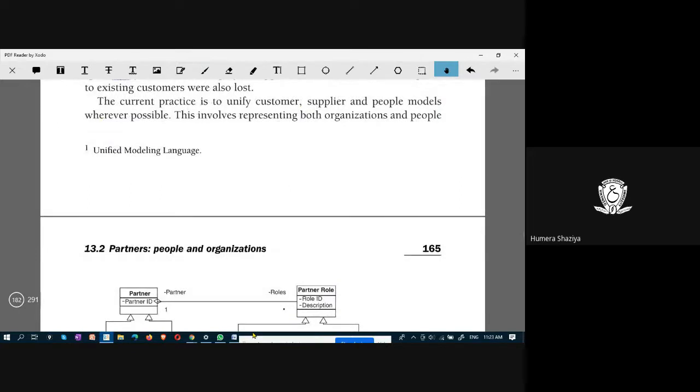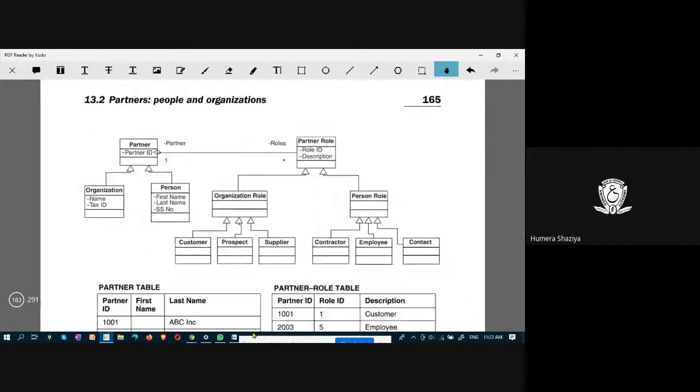And now the current practice is to unify customer, supplier, and people models wherever possible. You have to integrate them. And this diagram shows how it is realized in an application, how people, or how partners in other words, are realized.